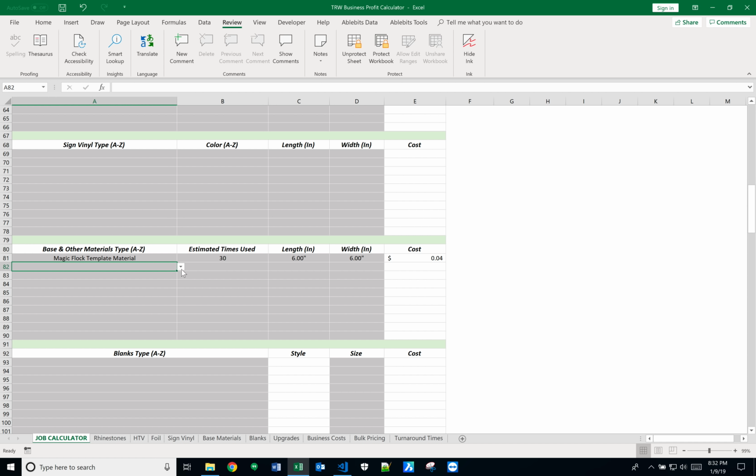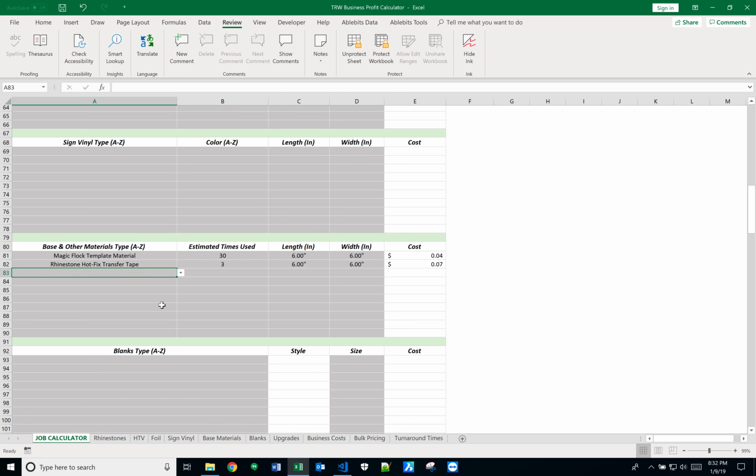Okay, next, well, we need to have some rhinestone transfer tape, right? Since we're doing rhinestones here, and we could use that maybe 3 times per sheet, and it's going to be 6 by 6 as well. So you can see it comes out to 7 cents. Okay, so we have those materials. Again, if you were doing maybe decals and you want to bling anything, any other sort of miscellaneous materials would go in this section.